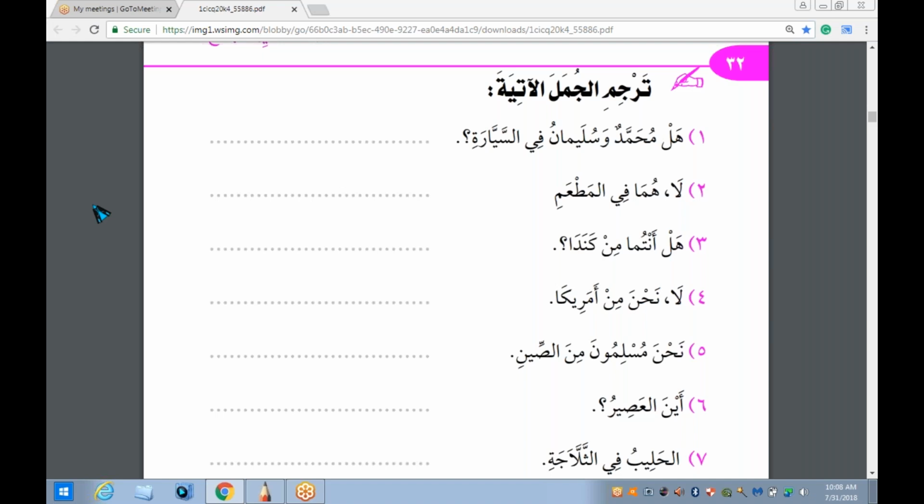Huwa muslimun. Taib. Anti. What do you say for anti? Muslimatun. Anti muslimatun. What do you say for hiya? Muslimatun. So this is what you all have to practice. Ana muslimun, anta muslimun, huwa muslimun, anti muslimatun, hiya muslimatun. Taib, antuma. What are you going to say, antuma? Muslimani.